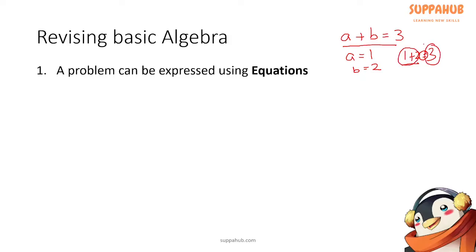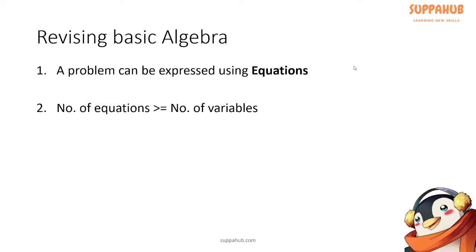So a problem can be expressed in algebra using equations. Next, if there are two variables, we need at least two equations. That's what this means. So the number of equations must be greater or equals to the number of variables for you to solve the variables.